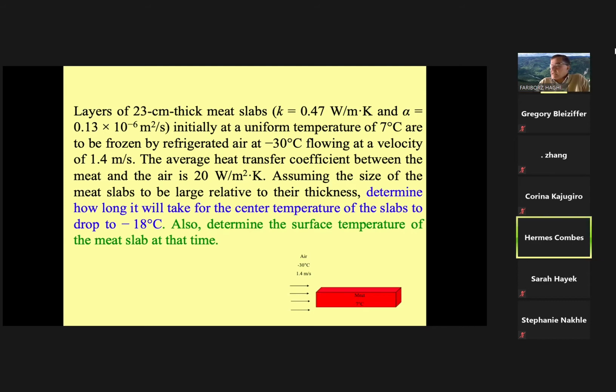Sir? Yes. So if they say assuming the meat slab is large relative to its thickness, can we assume it's like a flat plate? Yeah, that's good. Yes, you can assume it's a flat plate. And the velocity, we're going to use it to get the Reynolds number. I have no idea myself. That's your problem. Okay. Please read the question very carefully.